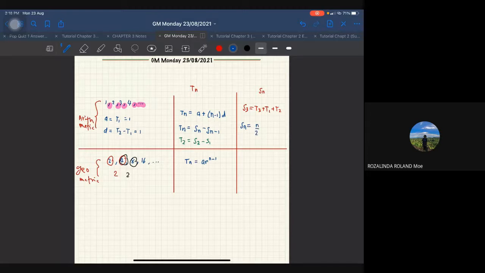Is it n over 2, 2a plus (n minus 1)d. Betul ke? Okay, so ini adalah formula untuk cari sum of arithmetic progression.